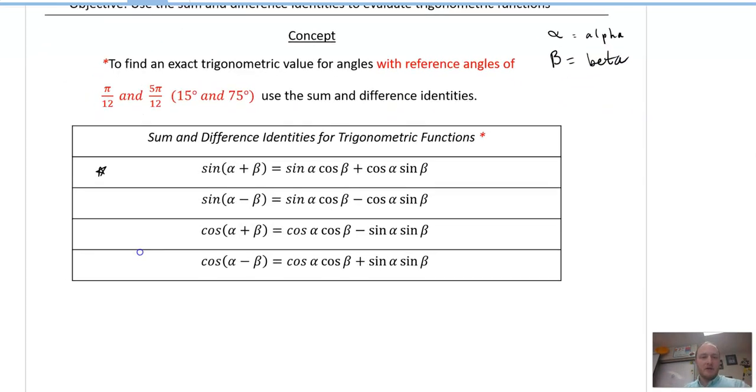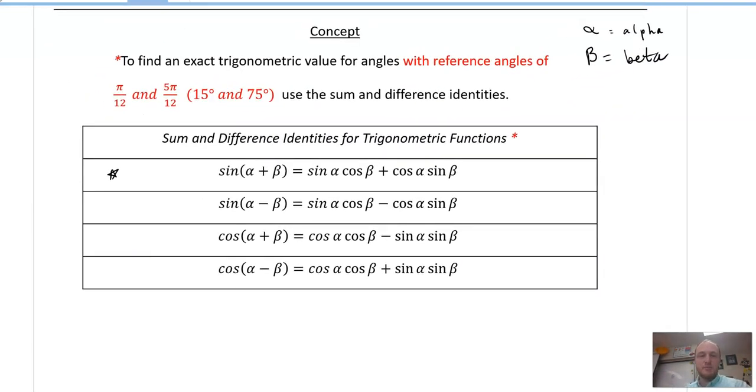Here it says sine of alpha plus beta is equal to sine of alpha times cosine of beta plus cosine of alpha times sine of beta. We also have the difference identity with sine of alpha minus beta, which is sine of alpha times cosine beta minus cosine alpha times sine beta. And then we have the same identities for cosine.